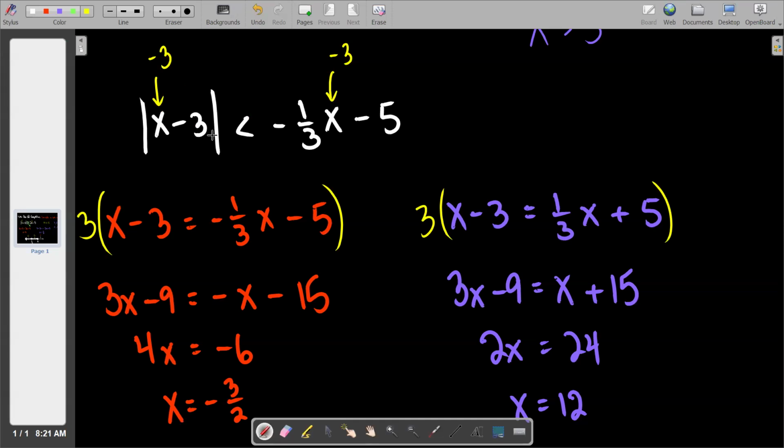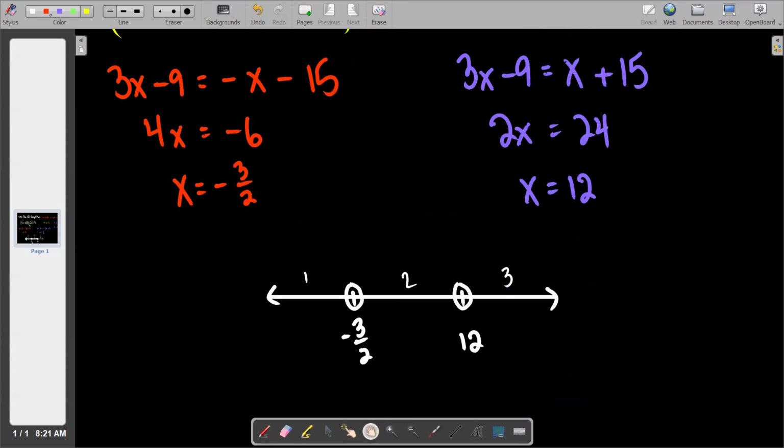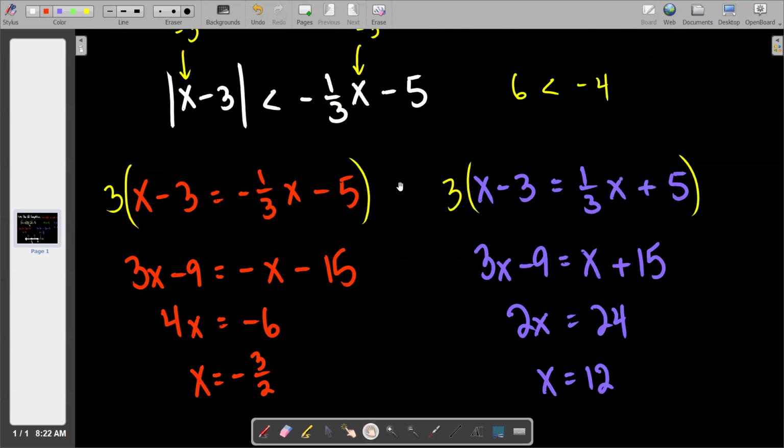So negative 3 minus 3 is negative 6, the absolute value of which is 6. So we have 6 is less than, and what's negative 1/3 times negative 3? Positive 1. And 1 minus 5 is negative 4, and 6 is certainly not less than negative 4. No way, no how. So region 1 is no bueno. Good. And then for region 2, what's the sensible choice? 0 is always a good choice.